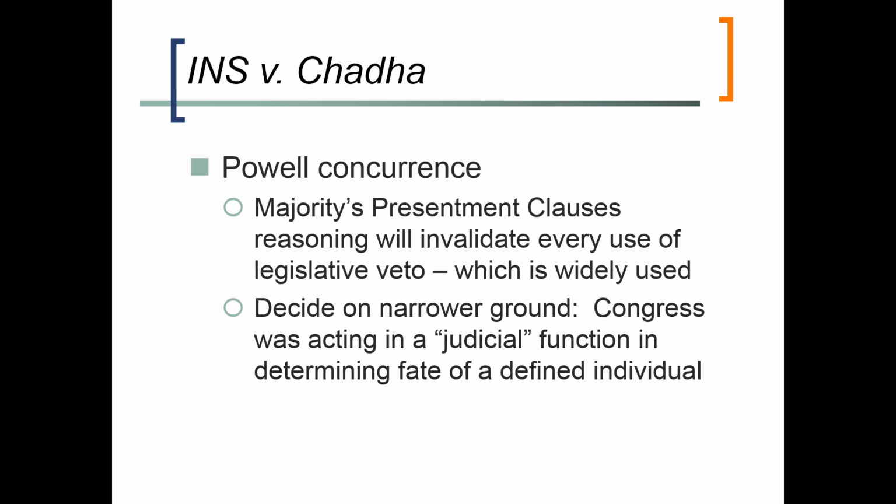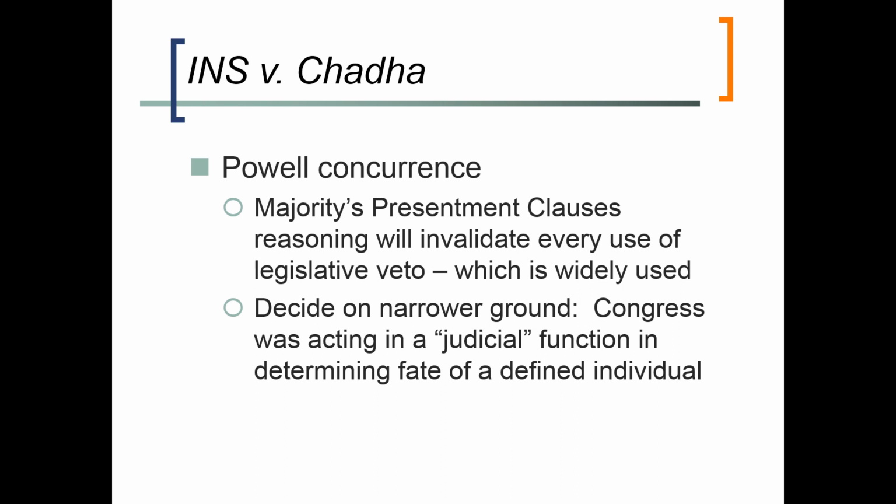So the judicial function in Article 3 is to decide cases and controversies. Congress, the legislature, is not supposed to adjudicate individual cases. And so here, Justice Powell says, well, effectively what Congress did was they took Chadha's individual case. What the House did is took Chadha's individual case and adjudicated it. And that shouldn't happen. So Powell says, I would reach the same result, but I would do it under the judicial function issue so that I don't have to touch the whole administrative state.